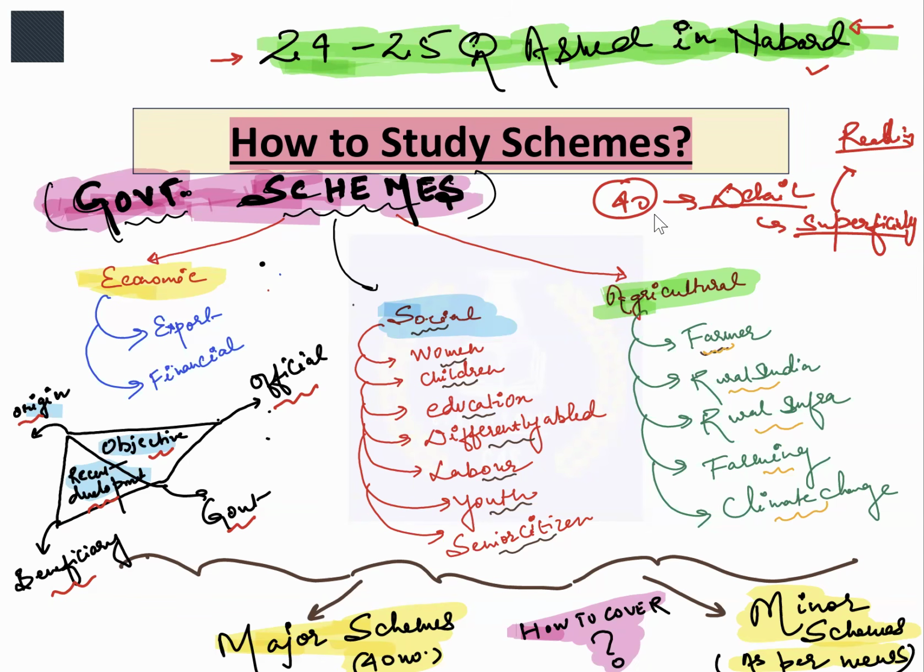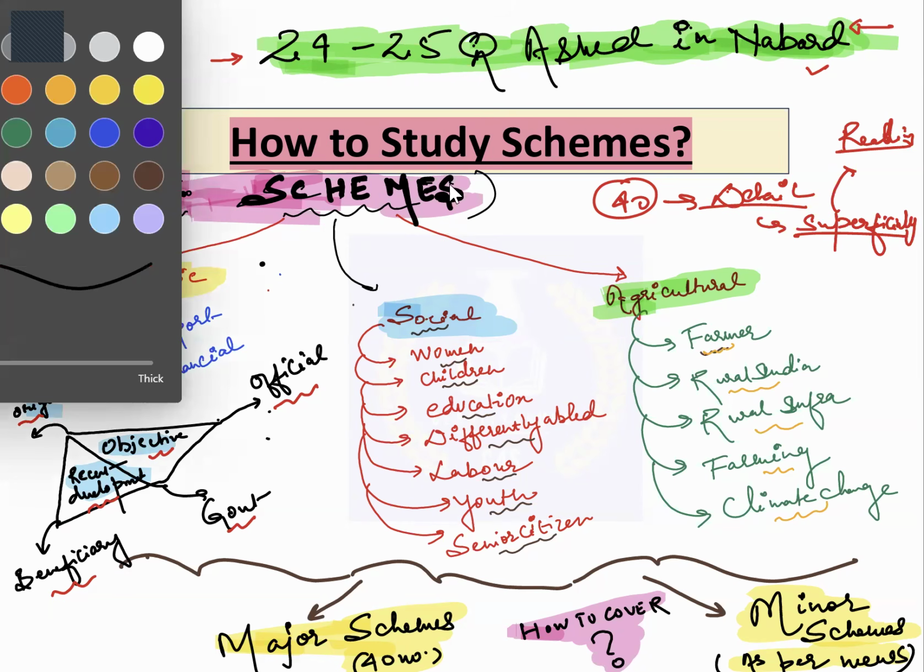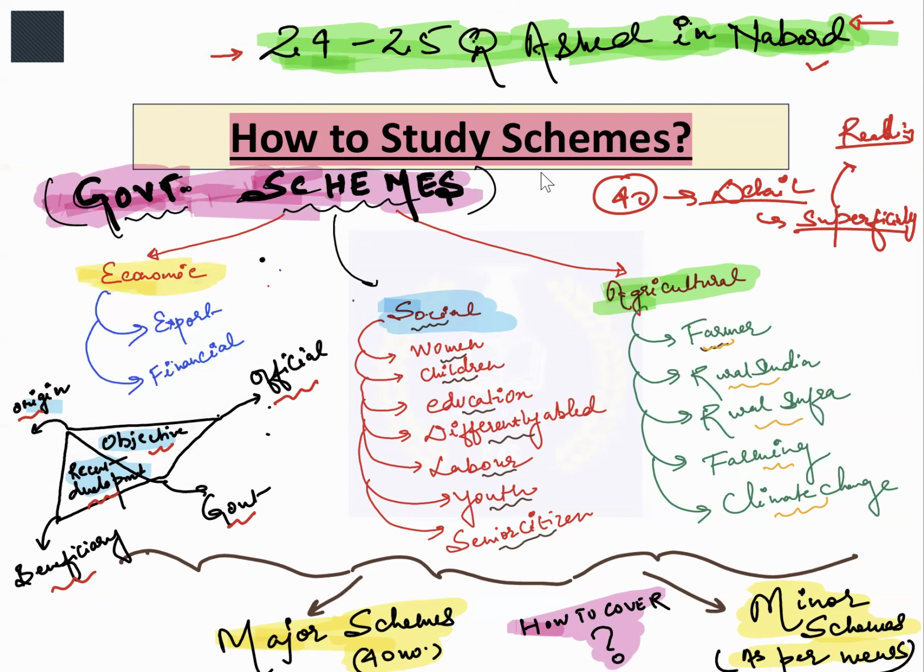Now, as I said, there are certain 40 schemes which are very important. I will give you the list in today's session, of all the 40 schemes that are important for your examination. Now, you can see in this presentation in front of you, the Nabard syllabus talks of what? ESI and ARD. There are two things, ESI and ARD.